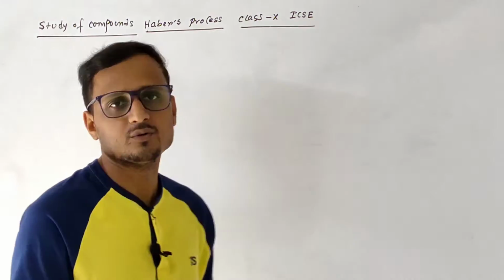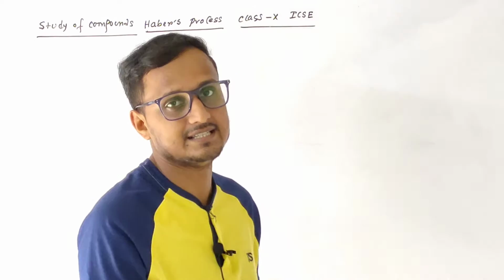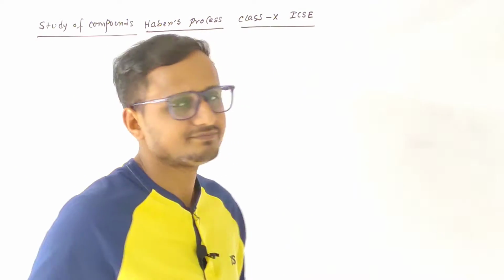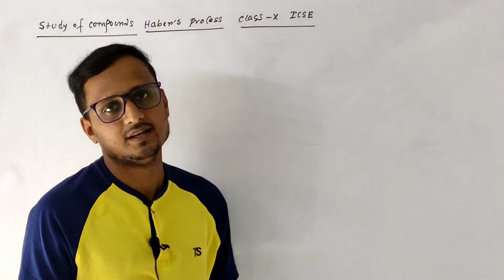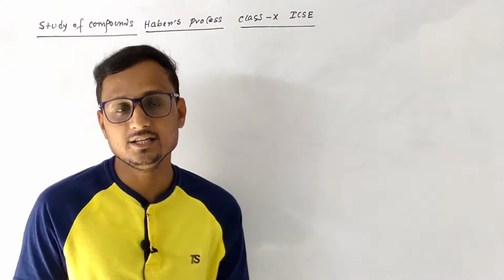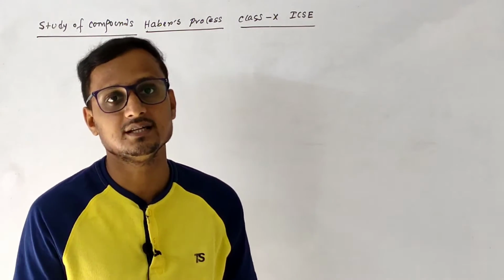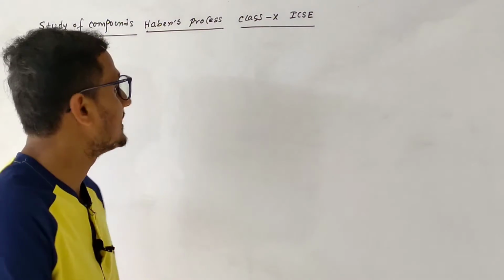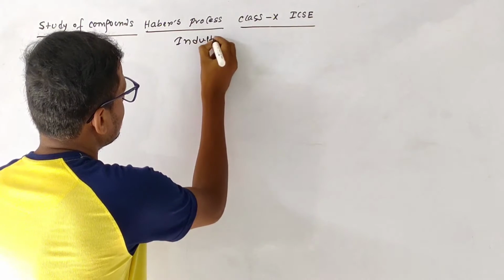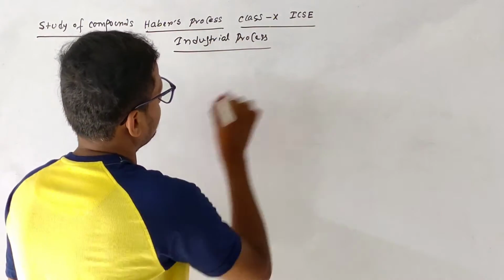Students, today we are going to discuss the Haber's process, which is very important for ICSE class 10, and it is from the chapter Study of Compounds. Now, what is Haber's process? The process in which nitrogen reacts with hydrogen to form ammonia is the Haber's process, and it is an industrial process for the preparation of ammonia.